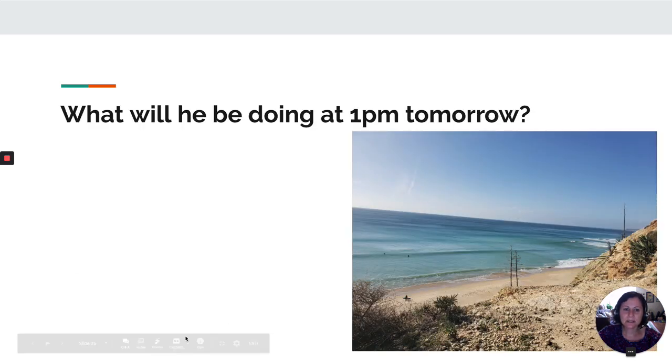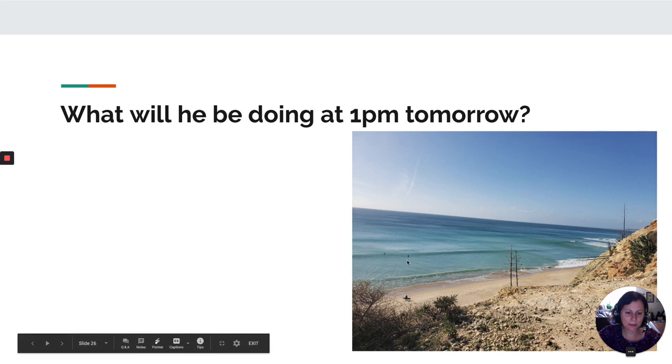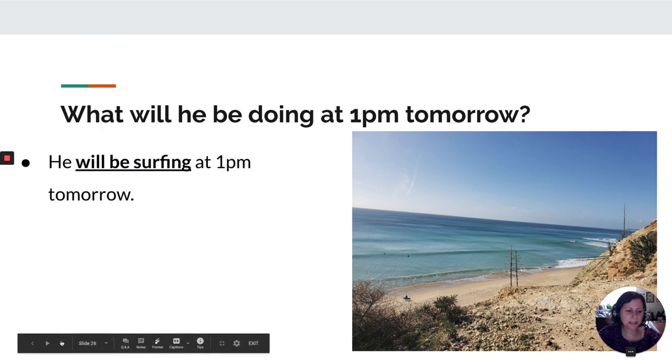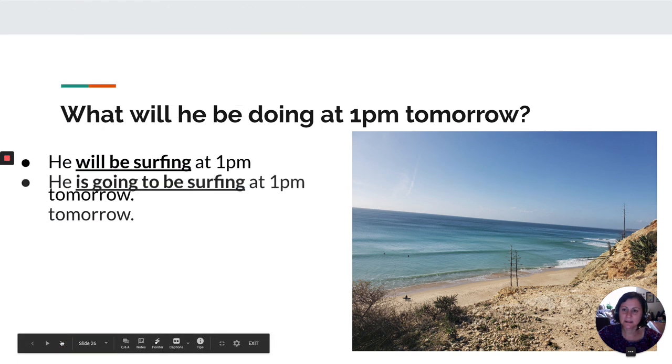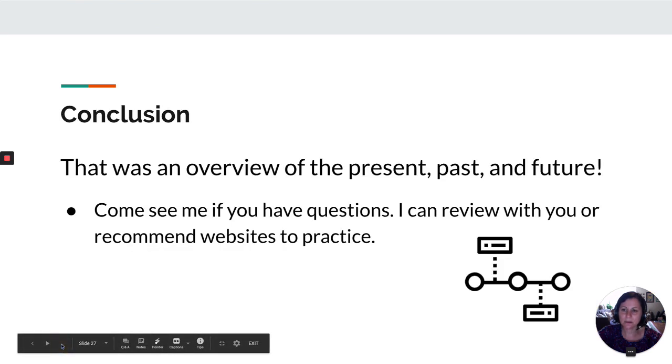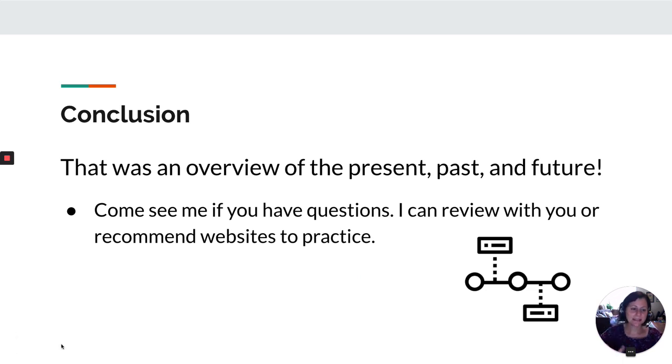What will he be doing at 1 p.m. tomorrow? This guy right here. He will be surfing. So this will be in progress. He is going to be surfing at 1 p.m. tomorrow. Okay, so that was an overview of the present, past, and future.